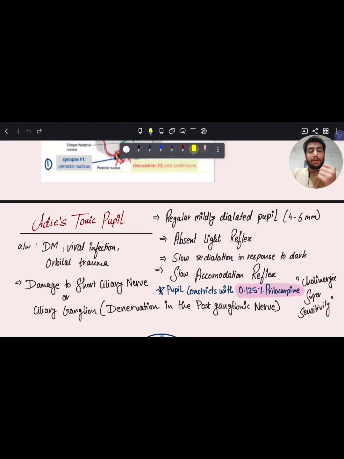Charged up, people will say that you are toned up. So it is with the pupil. When the pupil is sympathetically charged up, we call it a tonic pupil, also known as Adie's tonic pupil, also known as Holmes-Adie pupil. Usually it is associated with diabetes, viral infection, or maybe orbital trauma. The patient presents with regular, mildly dilated pupils of around 4 to 6 mm, and here the light reflex is absent.